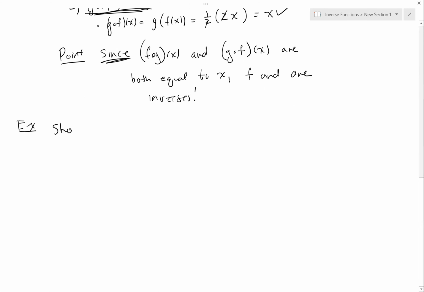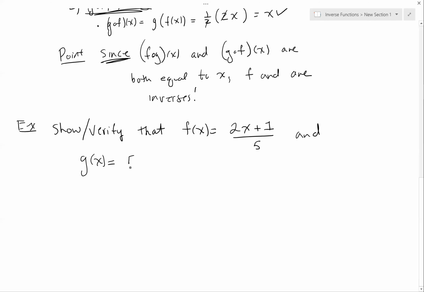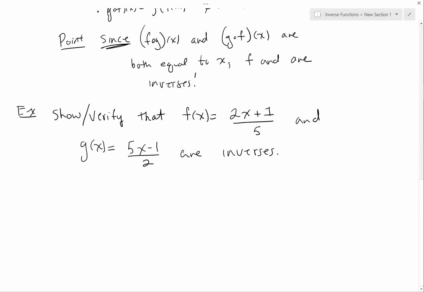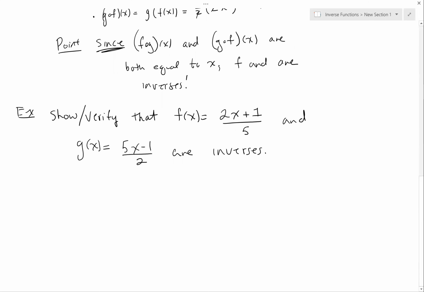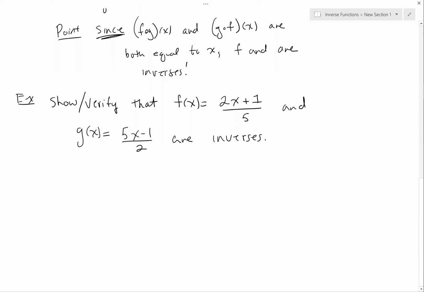So let's show, another word they use is verify, that f of x is equal to, let's say, (2x plus 1) over 5, and g of x is equal to (5x minus 1) over 2 are inverses. And there's actually a pattern to this. If you wanted to invest time in investigating, I just made up this example off the top of my head.